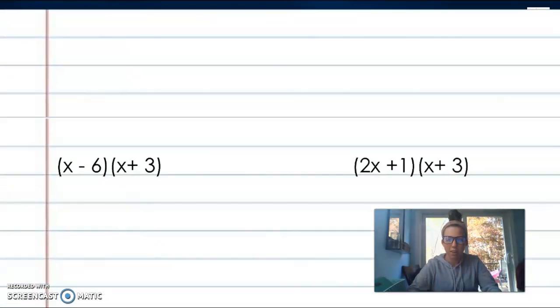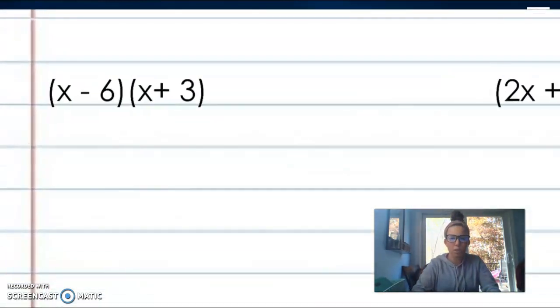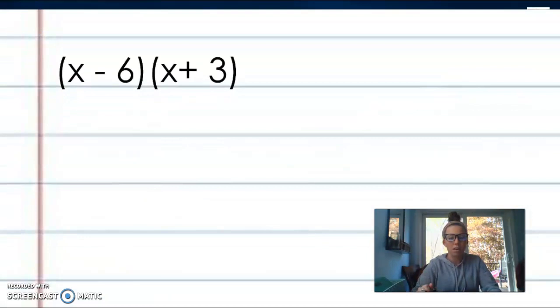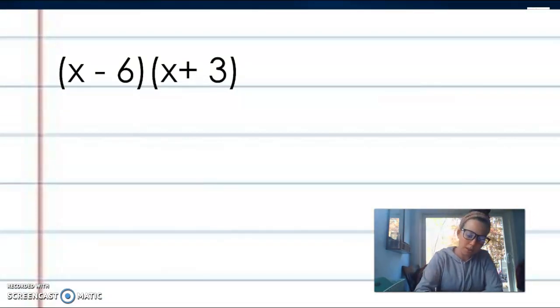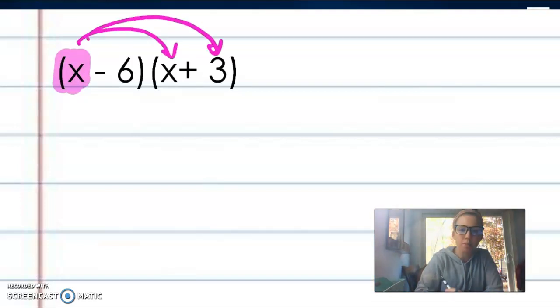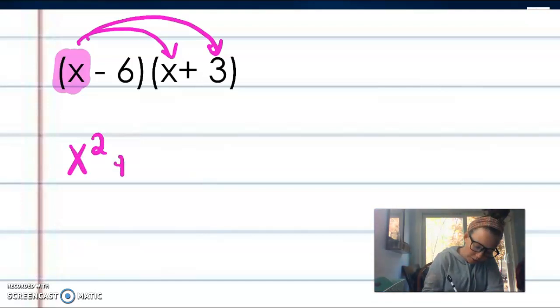Okay, let's do this problem. These are actually the same problems as last time. We're going to multiply the x through the parentheses here. We multiply the first term in the first set of parentheses by both terms in the second. So x times x would be x squared, and x times 3 would be a positive 3x.